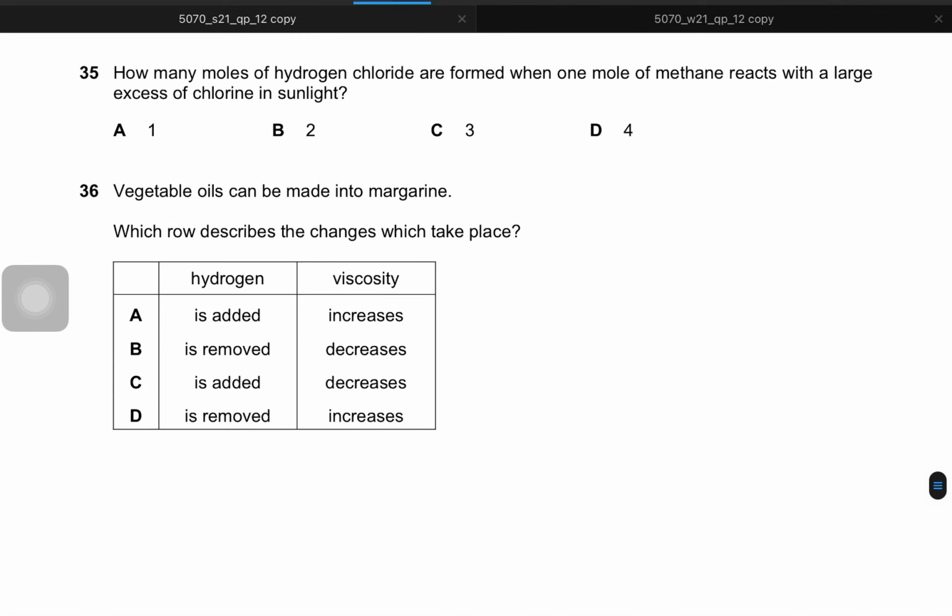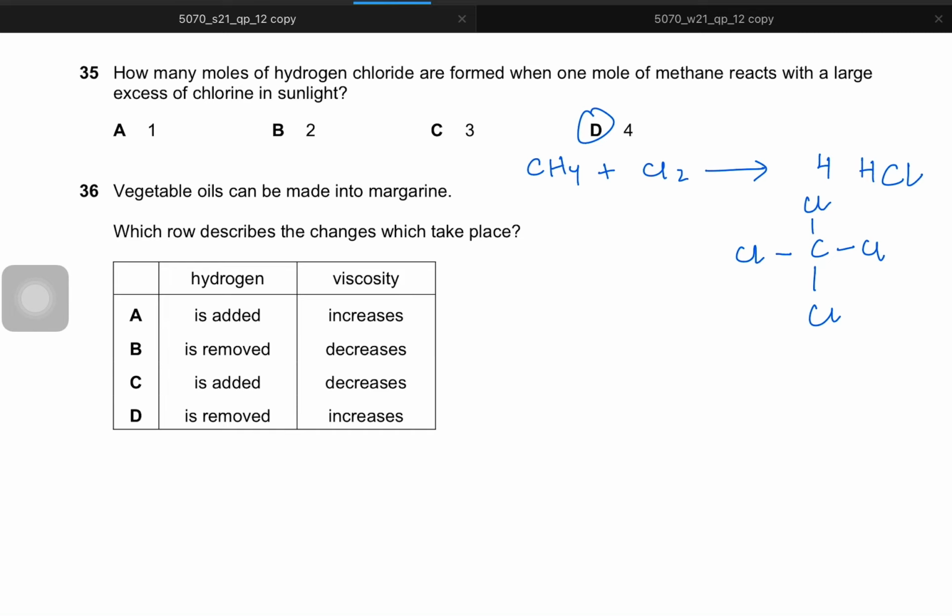How many moles of hydrogen chloride are formed when 1 mole of methane reacts with a large excess of chlorine? So if you have CH4 and you have a lot of chlorine available, how many H's can you displace? So you can displace 4 H's, and that is why you get 4 HCl's. So 35 has the capacity of producing 4 HCl's. And obviously, all the carbons will get attached with chlorine atoms.